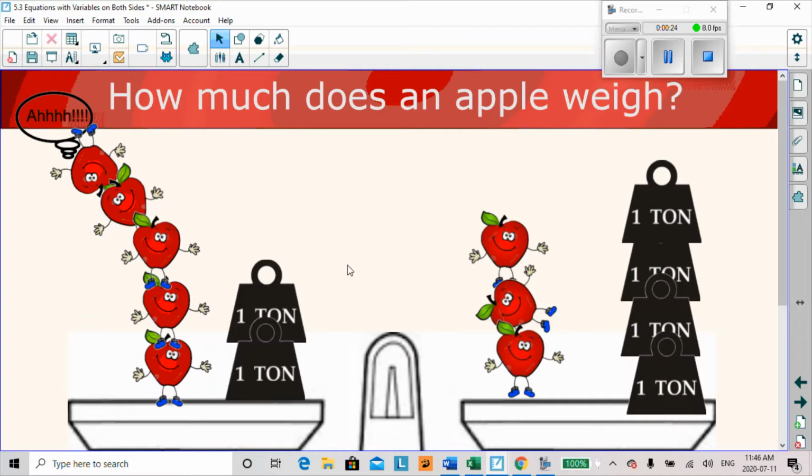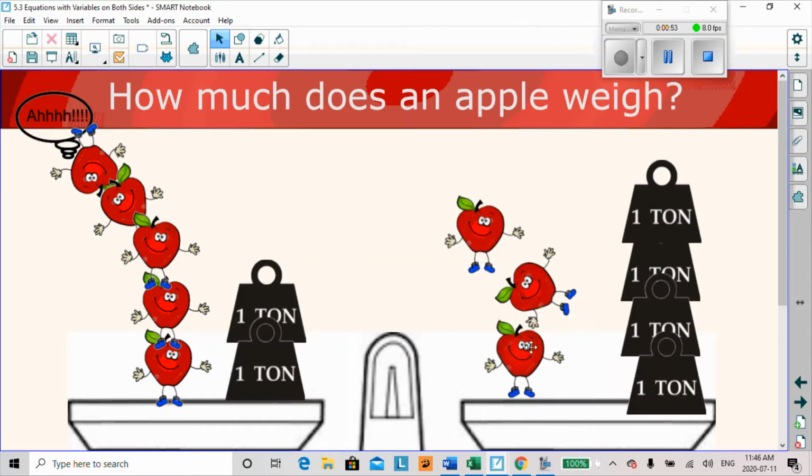What I have here is a balance, and it's balanced right now, and I have 5 apples and 2 tons on one side, and 3 apples and 4 tons on the other side. And I need to figure out how much does 1 apple weigh. So what I need to do is have 1 apple on one side and just the tons on the other side. So I'm going to start by getting rid of these 3 guys on this side.